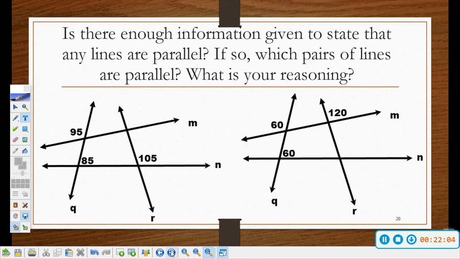All right, is there enough information given to state that any two lines are parallel? If so, which pairs of lines are parallel and what's your reasoning? Now, this is a very important part of the lesson. I don't want you to just breeze through it. I want you to really think about it. So please take a moment to look at these, write down your answers, and then come back to the video and listen to my explanation. Okay? So pause the video now, do some thinking, because this is probably the most challenging part of the lesson.